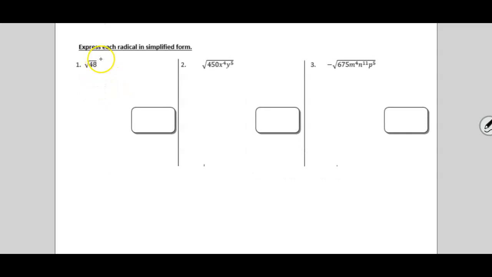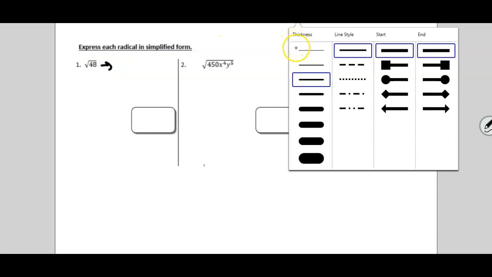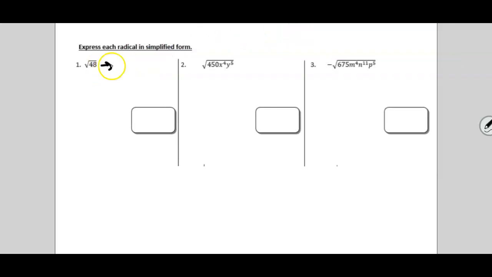So right here on this first example, it says express each radical in simplified form. Well, in doing so, what you end up doing is the opposite of what we did in that example. Right here, we need to factor this out, and we've got to figure out two factors of 48, and let's hope that one of them is a perfect square. So if you think about your perfect squares, you like to write them out.